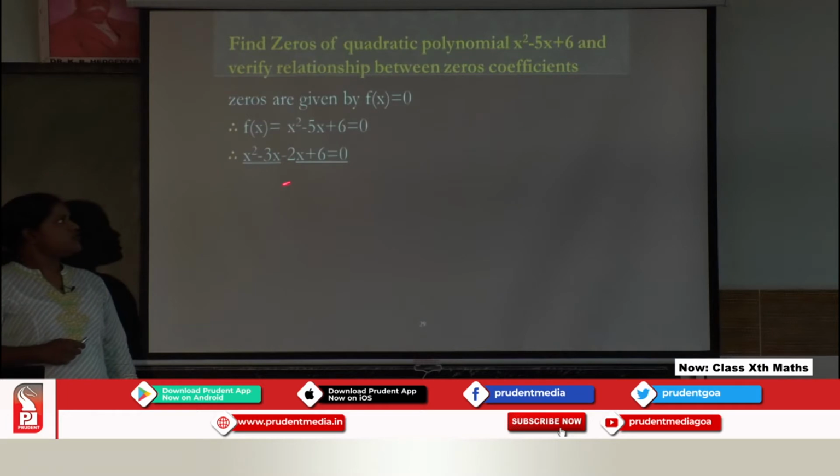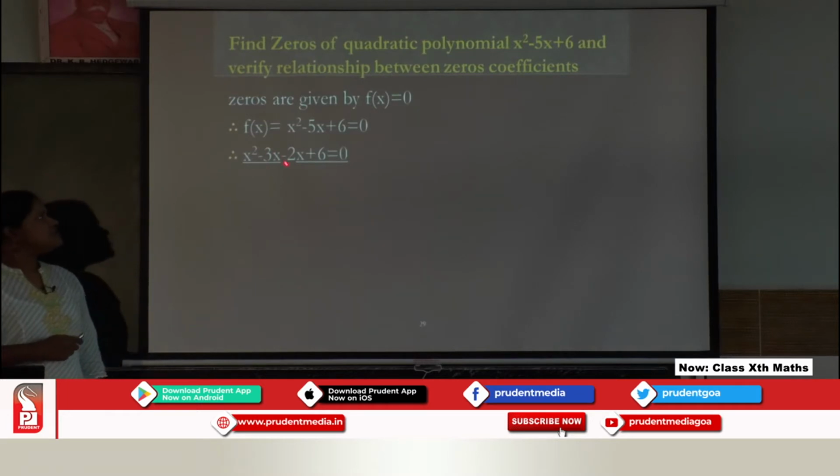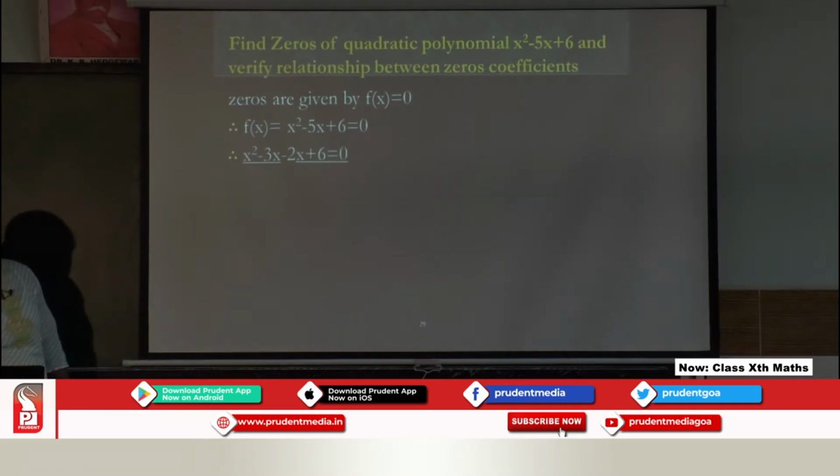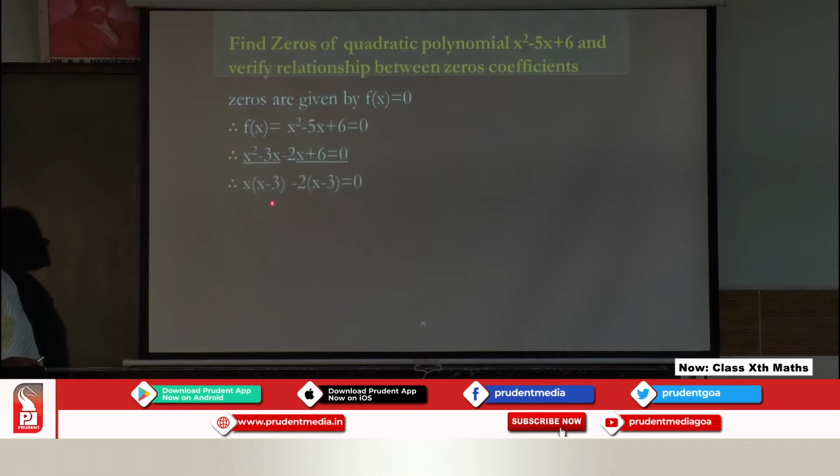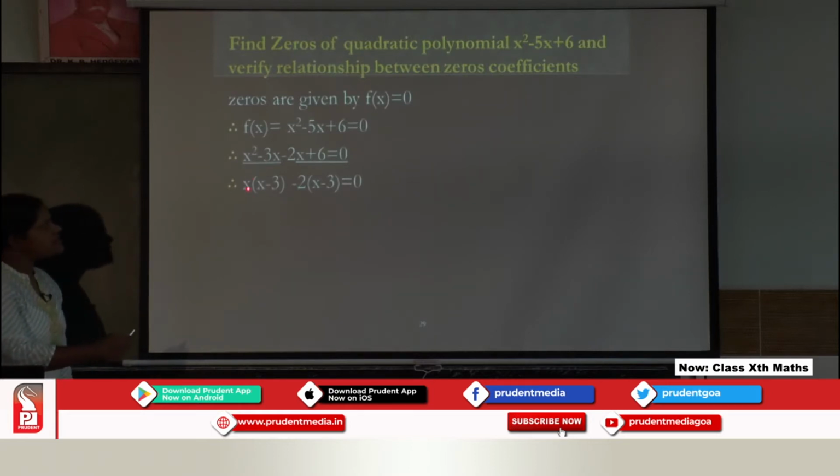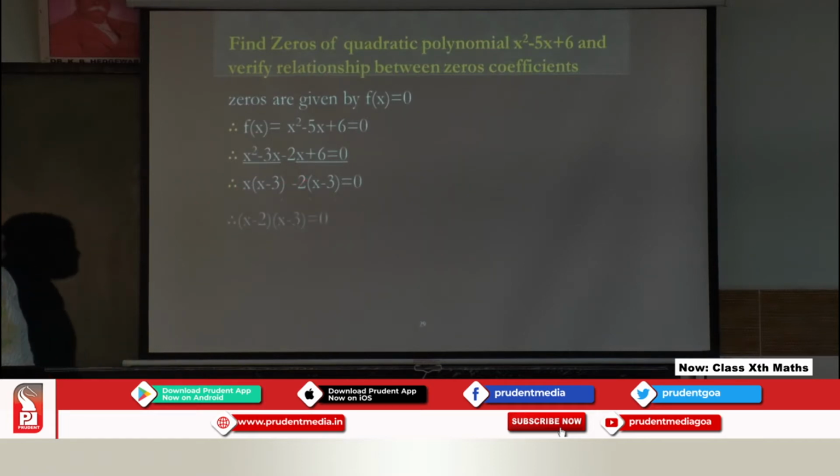Again, since I have 4 terms, let us group them. In the first group, I have x taken out common. So, what remains is x minus 3. Here, between minus 2 and plus 6, minus 2 is taken out. So, I have x minus 3 again, and the expression is equal to 0. So, what happens here? x minus 3 is a common bracket, take it out. What will remain is x minus 2 in the second bracket.